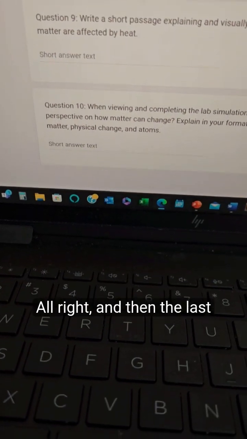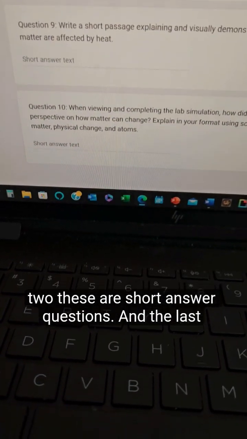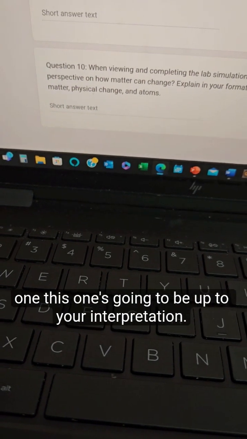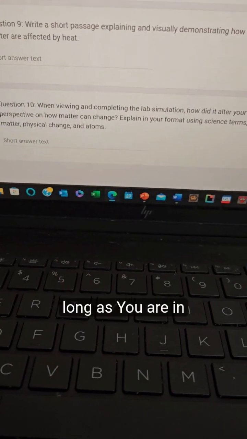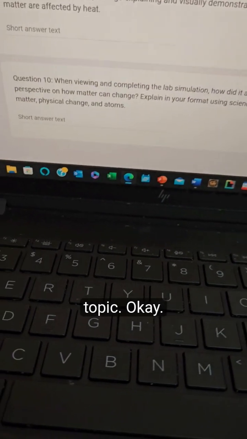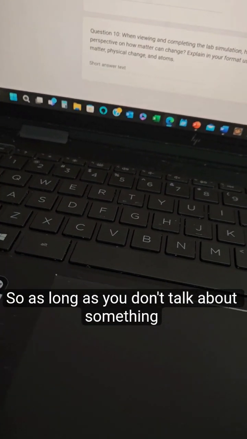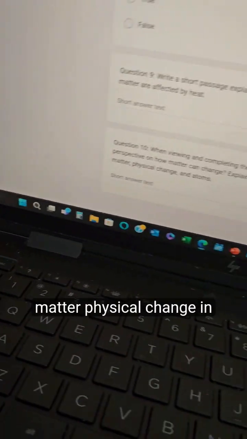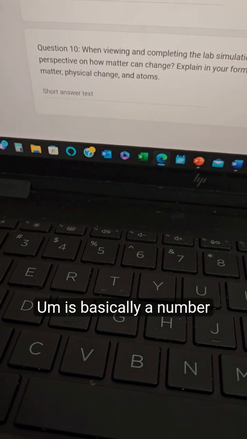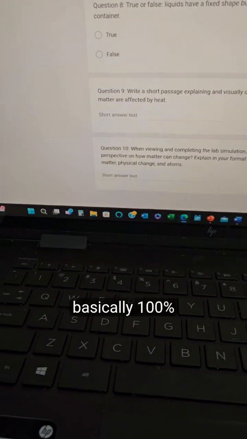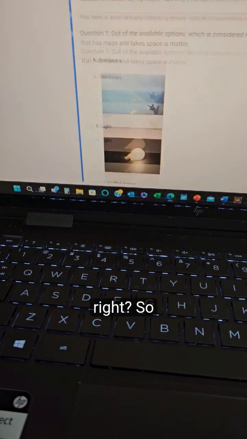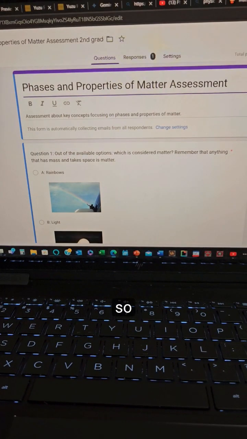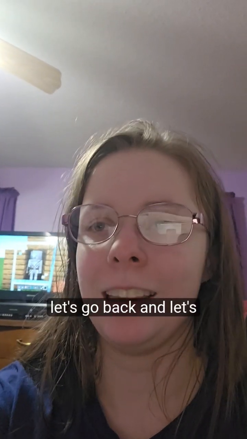Alright, and then the last two are short answer questions, and the last one is going to be up to your interpretation. There's no really right or wrong answer as long as you are on topic. Okay? So as long as you don't talk about something absurd that doesn't go into the topic of matter, physical change, and atoms, it is basically 100% right. So let's go back and let's review.